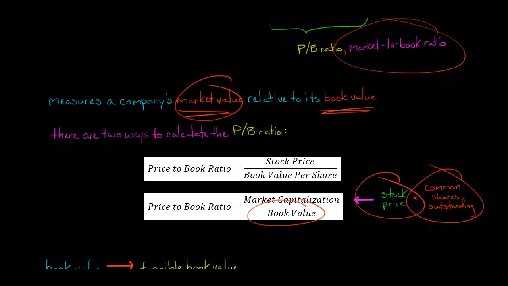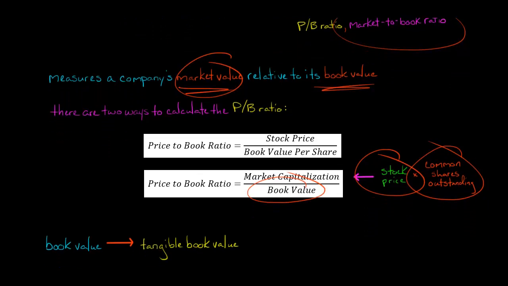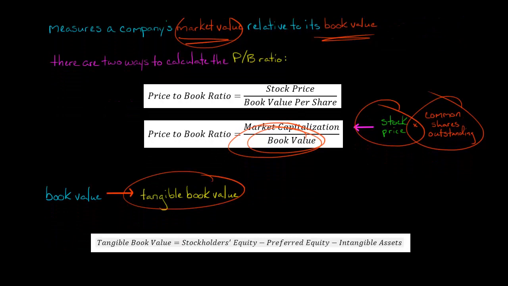Now, what do we mean by book value? Well, when most people talk about the price-to-book ratio and they're talking about the book value, they're talking about the tangible book value. That's the book value of the company, excluding intangible assets like goodwill. So to get the tangible book value, you take a company's stockholders' equity, ignoring any equity that's attributable to non-controlling interests. Then you subtract any preferred equity if the company has issued preferred stock, and then you subtract the intangible assets like goodwill. That's the tangible book value we're talking about here.